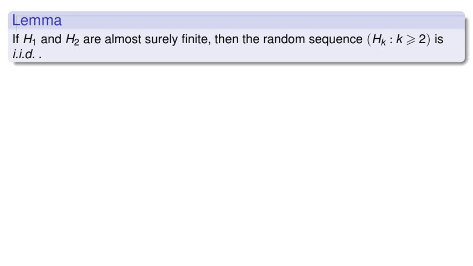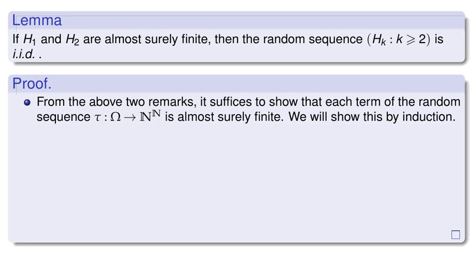We have a lemma. If H₁ and H₂ are almost surely finite, then the random sequence H_k for k greater than or equal to 2 is IID, independent and identically distributed. For the proof, from the above two remarks, it suffices to show that each term of the random sequence τ mapping from Ω to ℕ^ℕ is almost surely finite. We will show this by induction.